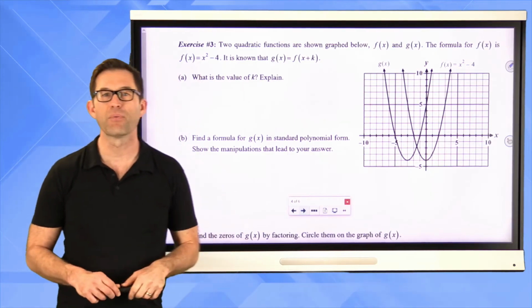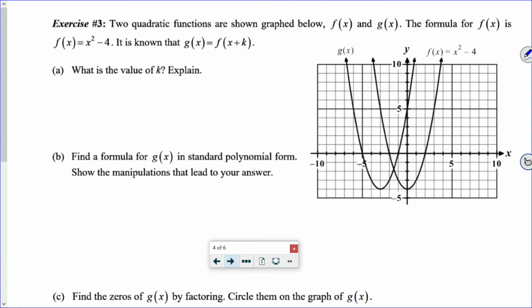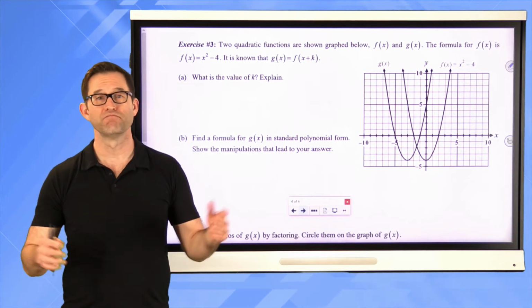Okay, let's keep playing around with this. Exercise number 3. Two quadratic functions are shown graphed below, f of x and g of x. The formula for f of x is f of x equals x squared minus 4. It is known that g of x equals f of x plus k. What is the value of k? Explain.